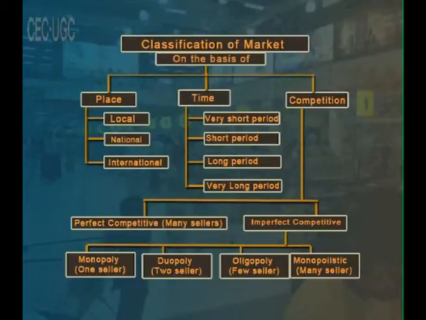Under imperfect competition, there are different forms of markets, like monopoly, duopoly, oligopoly, and monopolistic competition. A monopoly has only one or a single seller. Duopoly has two sellers. Oligopoly has a few sellers. Monopolistic competition has many or several sellers.